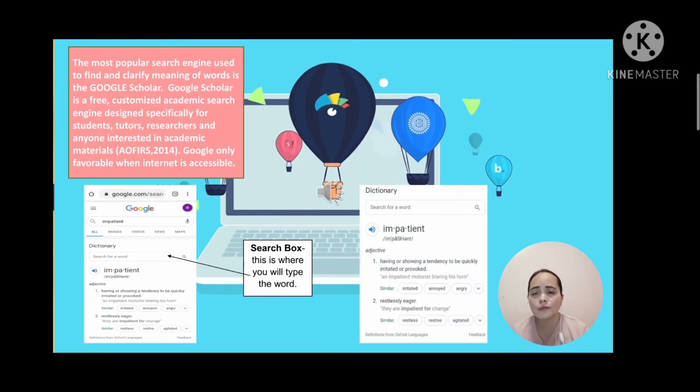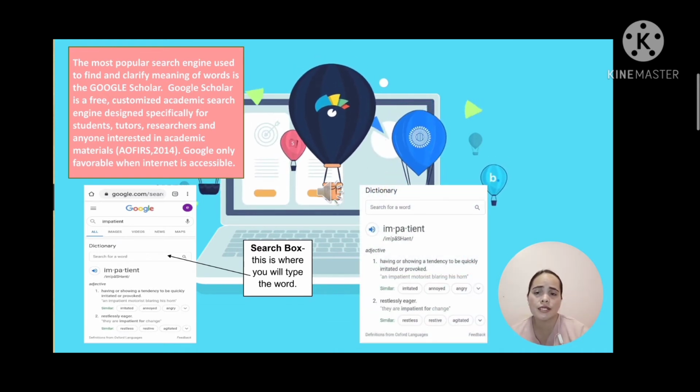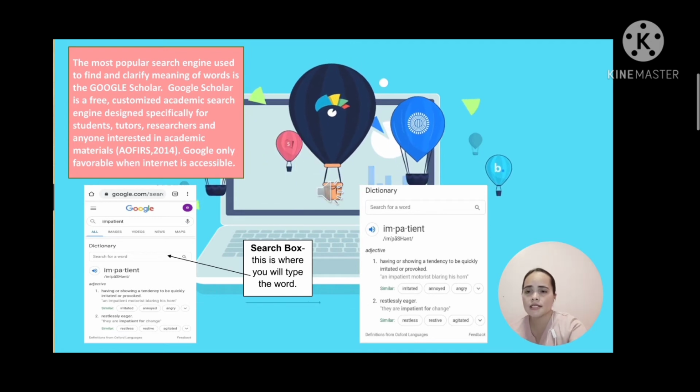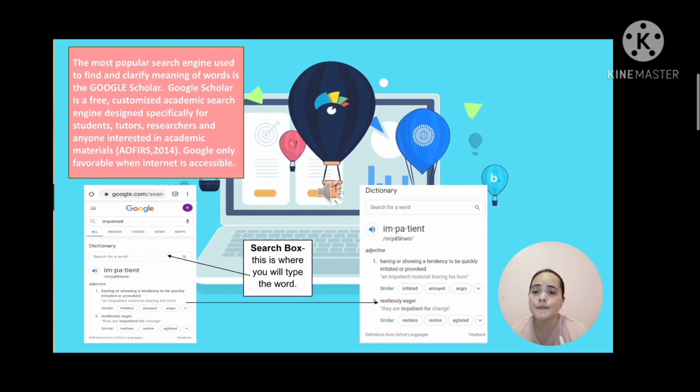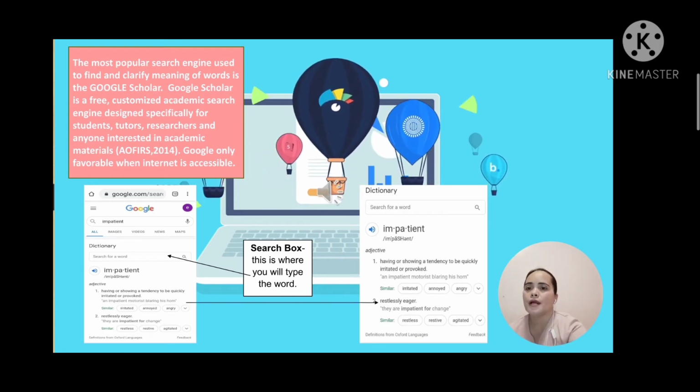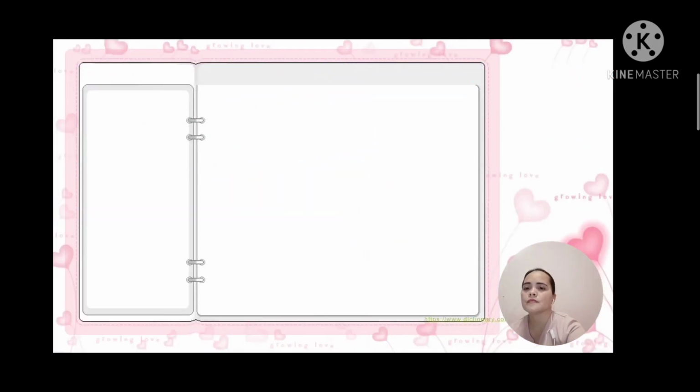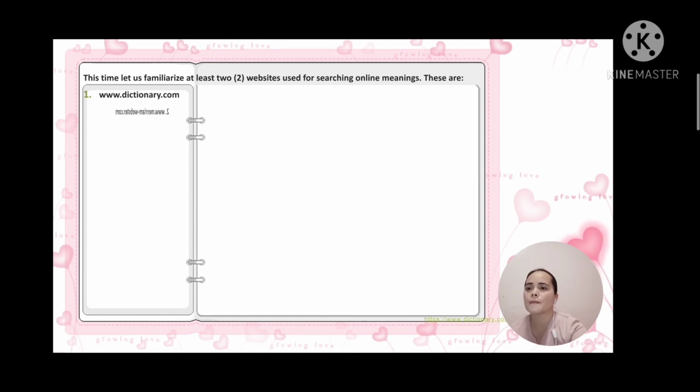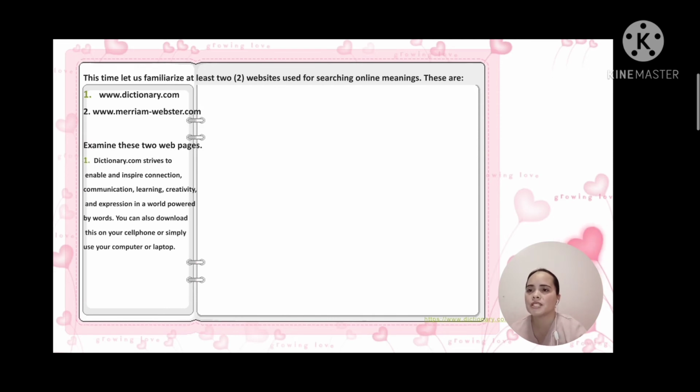And aside from Google, you can type the dictionary. And so as you can see, they have the same meaning. Now, let's focus on the two websites, dictionary.com and Merriam-Webster.com. www.dictionary.com and www.merriam-webster.com. Okay, so examine these two web pages.